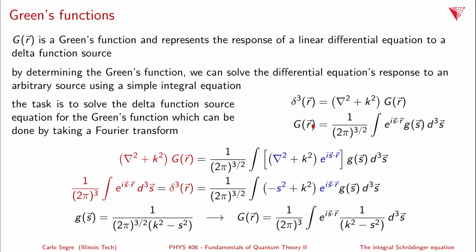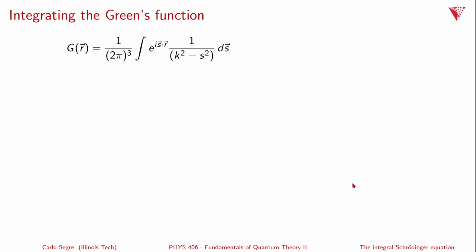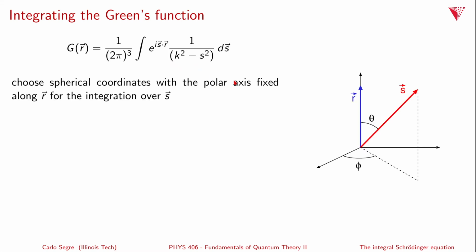And so capital G of r, once we replace g of s here, becomes a rather straightforward integral. It's 1 over 2 pi cubed, integral of e to the I s dot r times 1 over k squared minus s squared integrated over d cubed s. So we have to solve the Green's function by doing this integral. So how are we going to do it?